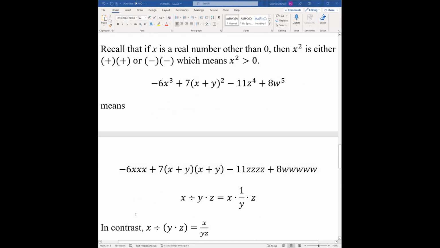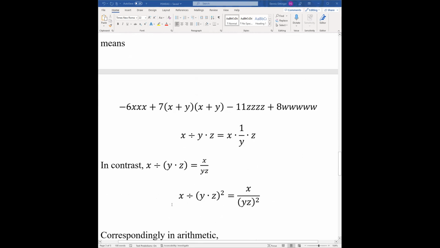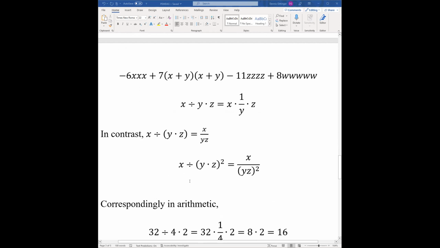Now, one reason you can think about this as multiply and divide having equal rank: in a sense, dividing is just multiplying by the reciprocal. So x divided by y times z is the same thing as x times 1 over y, times z. If you wanted to divide x by y times z, you've got to put y times z in parentheses. All right, and just one more example, x divided by y times z squared, and you don't need to put the multiplication sign there when they're letters like this. So it would be that.